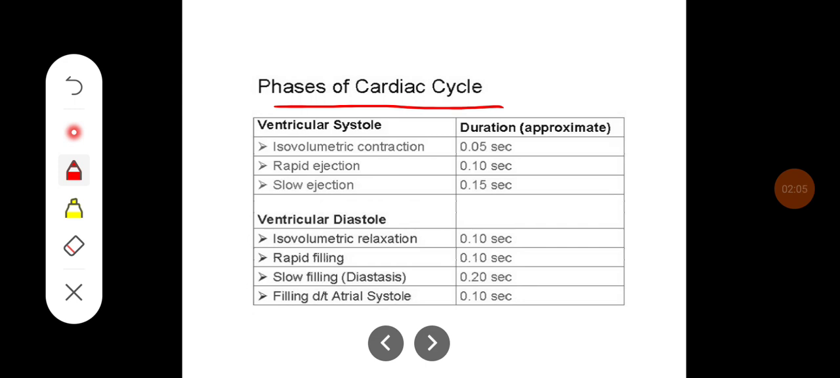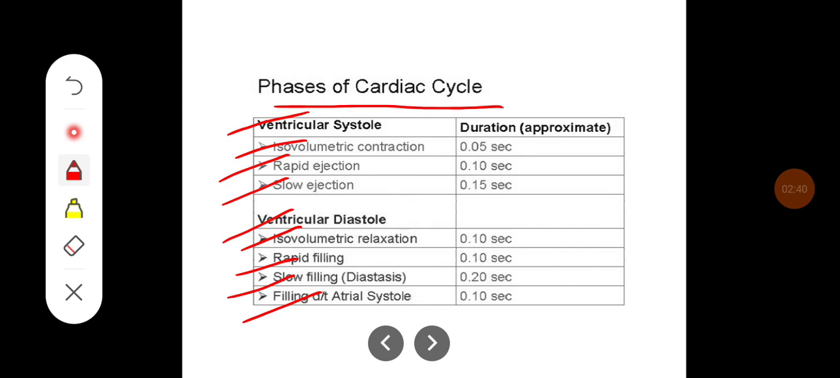Here I have mentioned predominantly the ventricular cycle. It consists of ventricular systole and ventricular diastole. Ventricular systole is further divided into the isovolumetric contraction phase, rapid ejection phase, and slow ejection phase. Whereas ventricular diastole is further divided into the isovolumetric relaxation phase, rapid filling phase, slow filling phase, and the last filling phase, which corresponds to atrial systole.